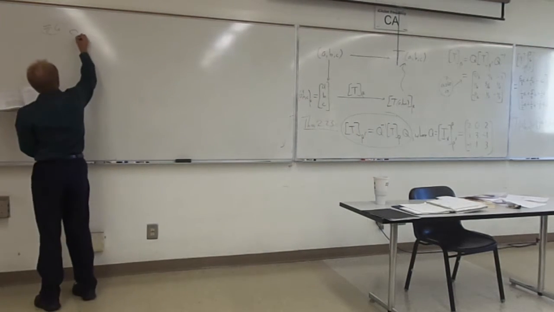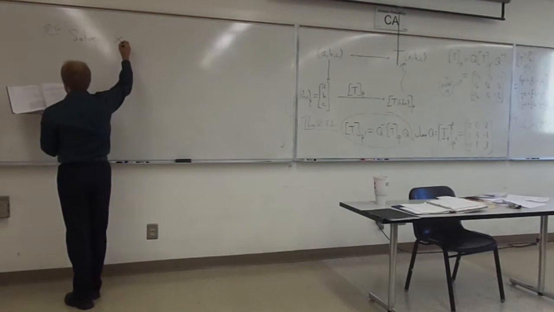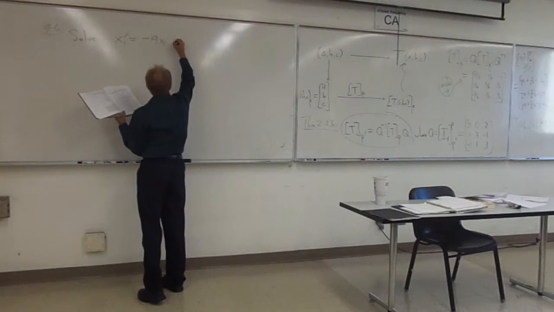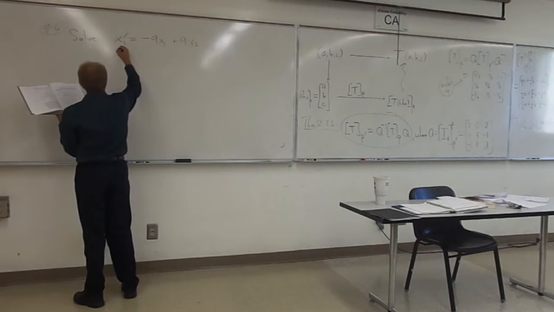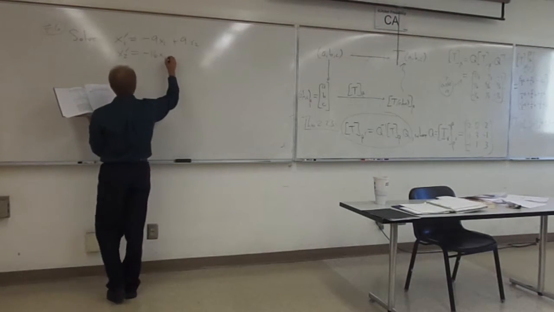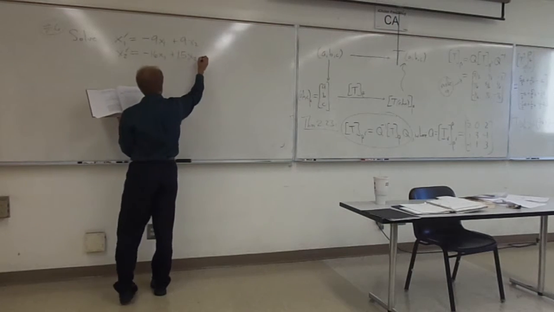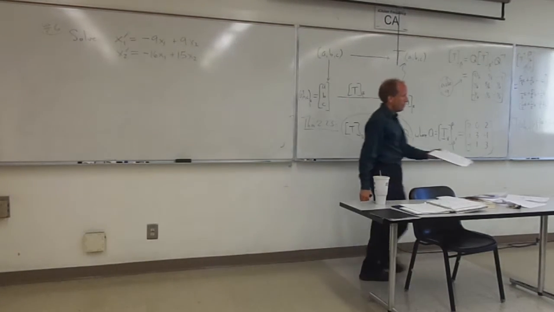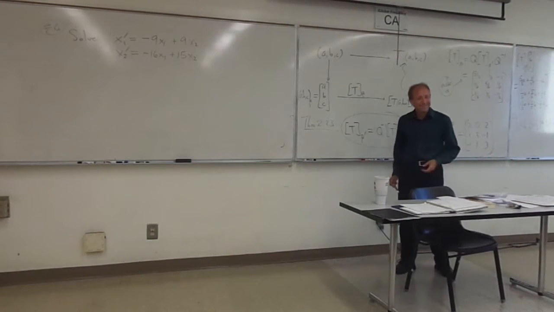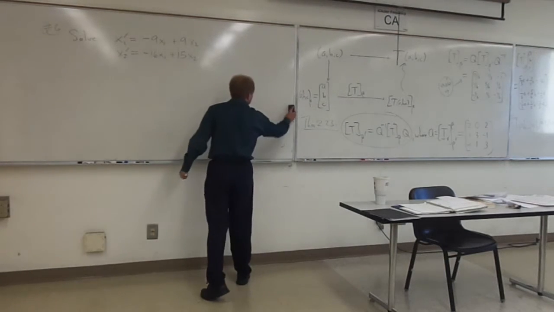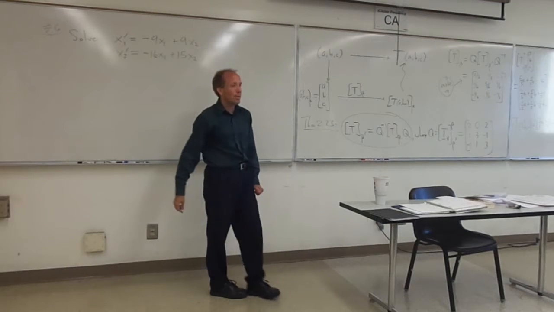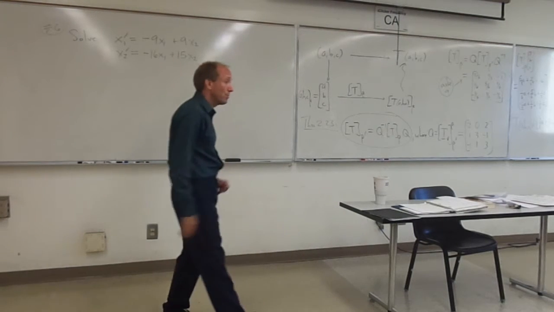Here's what I want us to do. Solve x1 prime equals negative 9x1 plus 9x2, and x2 prime equals negative 16x1 plus 15x2. It's a system of differential equations. So we're doing one of the applications, remember, there are Markov processes, and then there's systems of DEs. So let's try a system of DEs, because it's been a little while since we've done this.